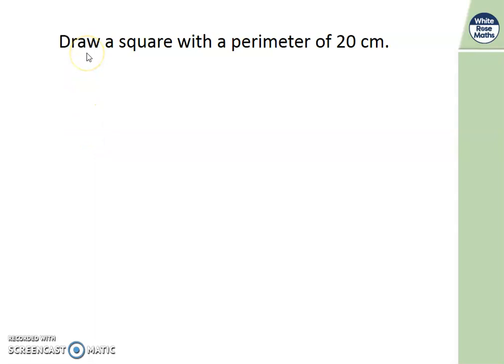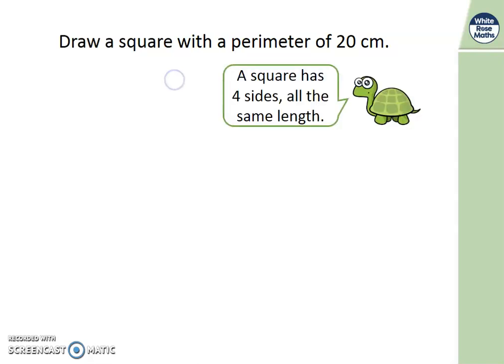Let's look at this question. Draw a square with a perimeter of 20 centimeters. The perimeter is being told to us. It's all the way round, it will be 20 centimeters. And I know the shape is a square. I know a square has 4 equal sides.